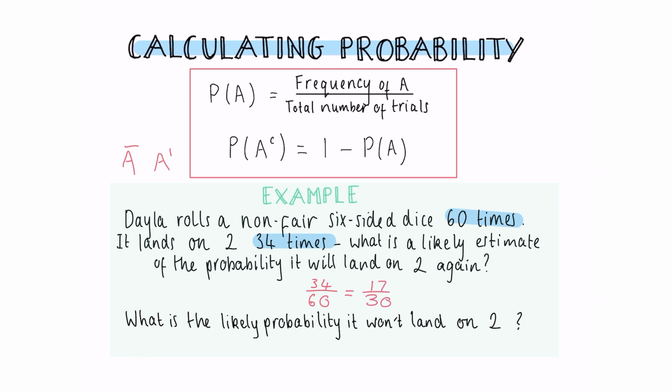Then next, we're asked, what is the likely probability that the dice doesn't land on 2? Well, this one is simply 1 minus the probability of the dice landing on 2, or the complement, which we've just worked out. So the probability that the dice won't land on 2 is 1 minus 17 out of 30, which equals 13 out of 30. And that is our final answer.